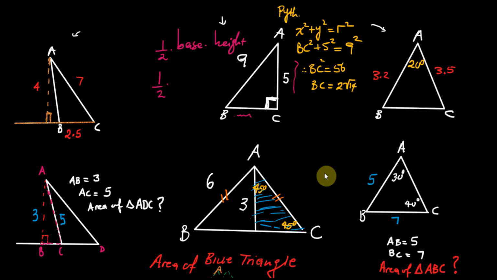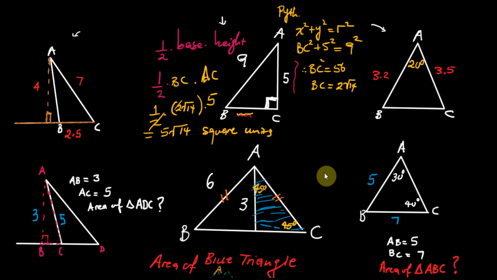And then you come back, since half times the base, which is bc, and then the height, which is ac, then it is half times the bc, which is 2 root 14, and then times AC, which is 5. Then these two cancel that 2, so you have root 14 times 5, which is 5 root 14 square units. So that is how you would approach this problem.